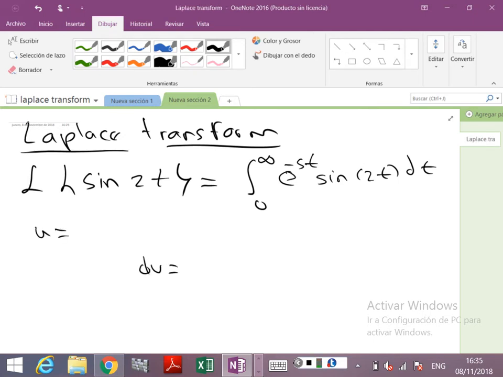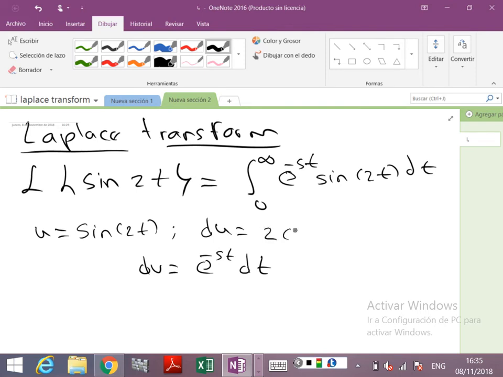So what do you want to do? What do you want to be for u? So probably you can try either way. When I'm going to do it, I'm going to do sine of 2t. And dv, I'm going to do e to the minus st dt, right? Therefore, du equals what? 2 cosine 2t, right? dt.